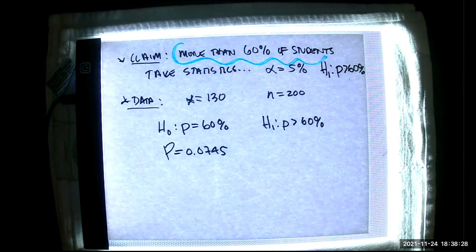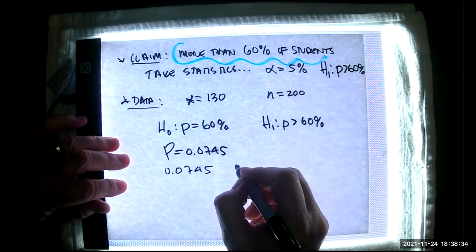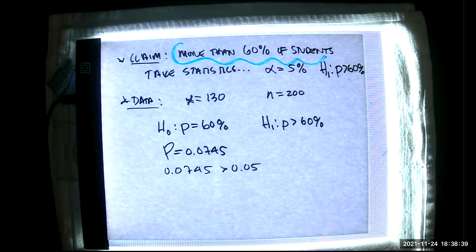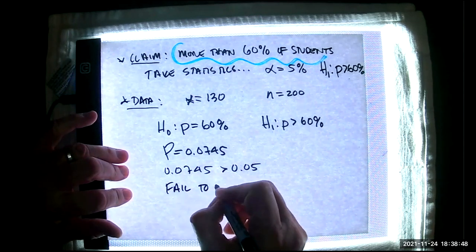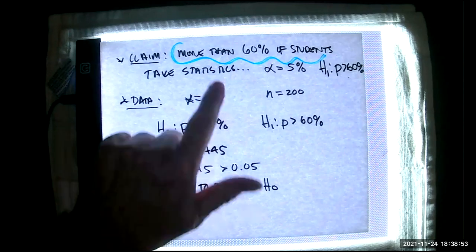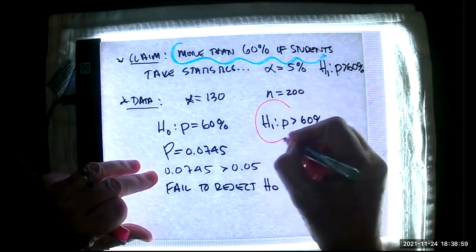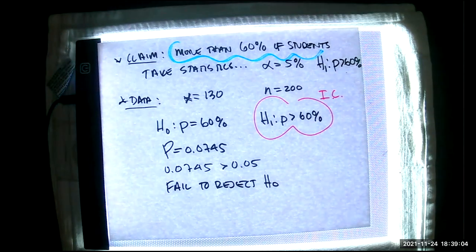All right, so p is equal to 0.0745, there's my level of significance, 0.05. I will note that my p-value is bigger than my level of significance. So that means we will fail to reject our null hypothesis. My initial claim was the alternative hypothesis, but I was unable to reject the null hypothesis.